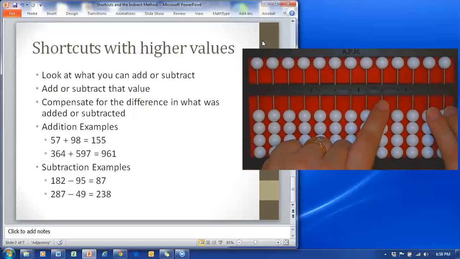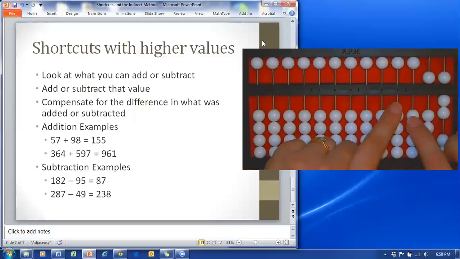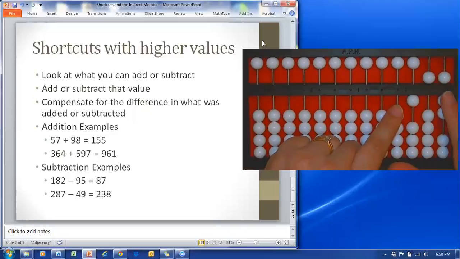We'll start out with 57 plus 98. If I have 57 on here and I want to add 98, notice I really only have 42 down there that I could really add in the long run anyway. But I need to add 98. So I'm going to go ahead and add 100 and compensate. 100 was too many. I was supposed to add 98, but I added 100. So I'm going to take away 2 to compensate. My answer is 155.